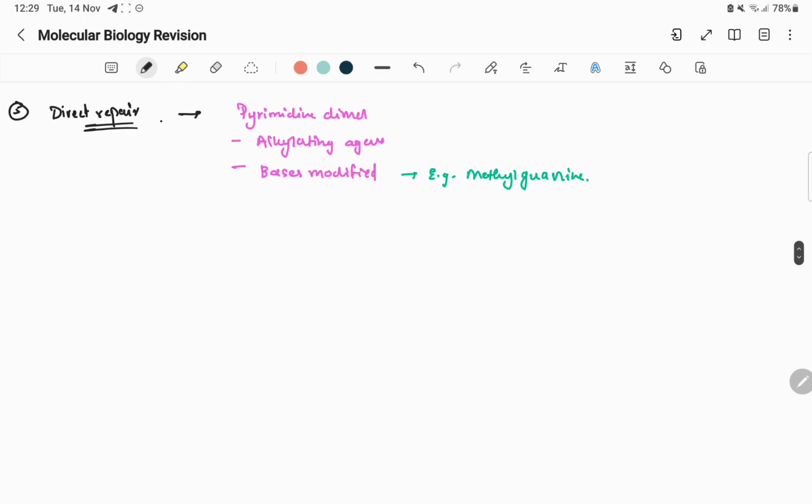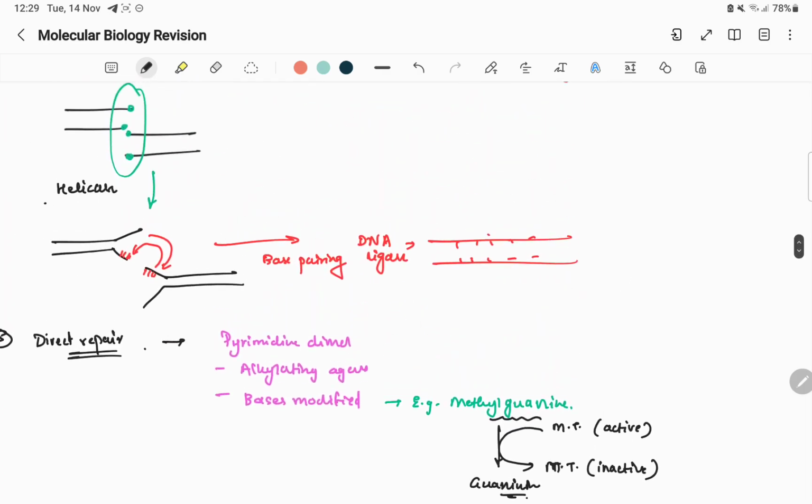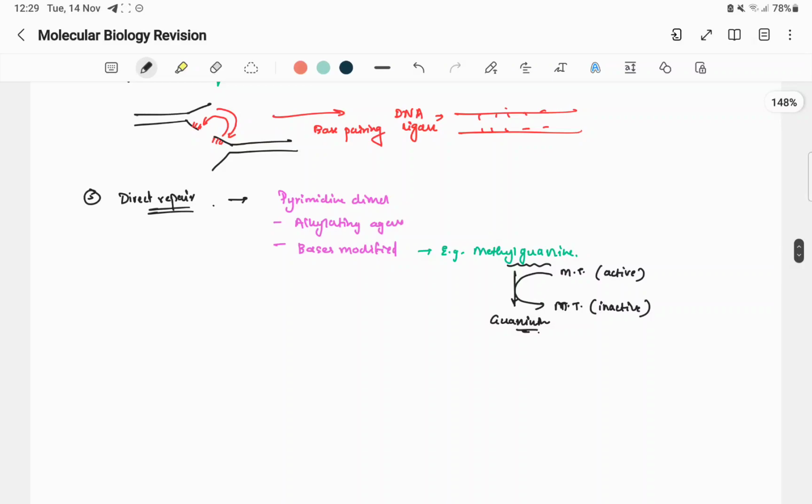For this methyl guanine, the direct repair is done by the methyl transferase enzyme. The active form of methyl transferase will transfer the methyl group and convert itself into an inactive form, and this methyl guanine will again be converted into guanine. Okay, so this is called direct repair. So here we complete our DNA damages.